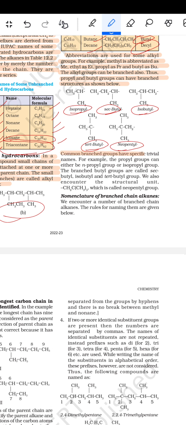Common branched groups have specific trivial names. For example, the propyl group can either be the n-propyl group or the isopropyl group. The branched butyl groups are called sec-butyl, isobutyl, and the tert-butyl group. We also encounter the structure unit CH2C(CH3)3, which is called the neopentyl group.